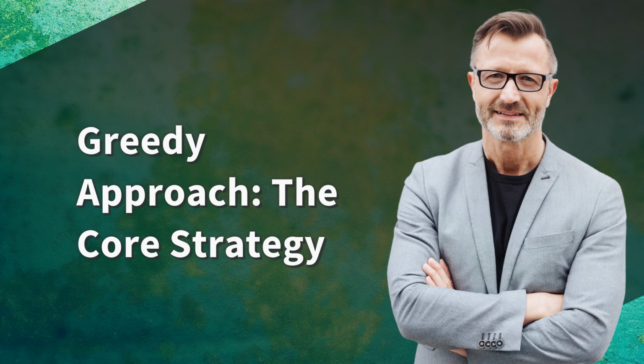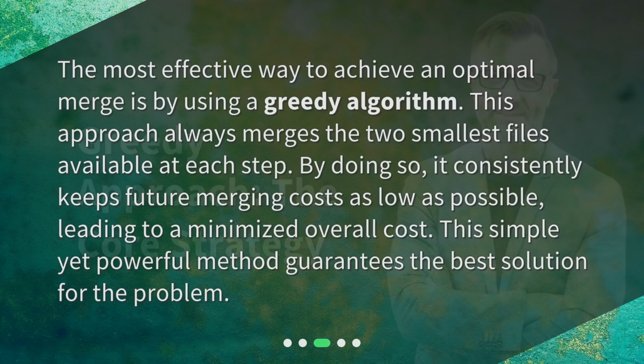Greedy approach, the core strategy. The most effective way to achieve an optimal merge is by using a greedy algorithm. This approach always merges the two smallest files available at each step. By doing so, it consistently keeps future merging costs as low as possible, leading to a minimized overall cost. This simple yet powerful method guarantees the best solution for the problem.